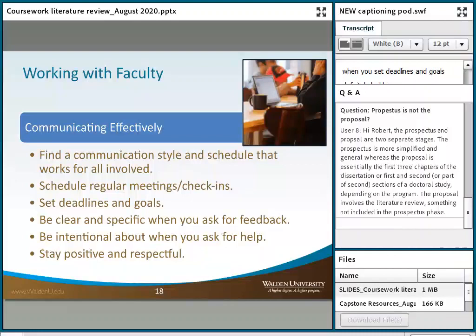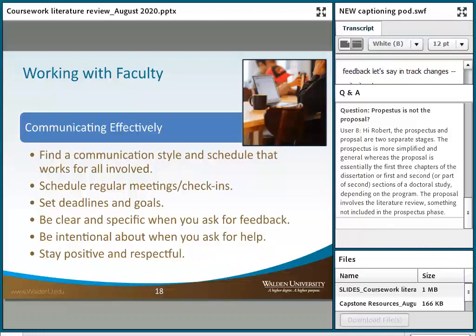Let's just focus on this one section. Can we have a discussion? Those kinds of things. You get to set the agenda to a certain extent. Your chair will have ideas too, and of course let them in. But find ways to communicate effectively with that faculty. Find a communication style and schedule that works for all involved.